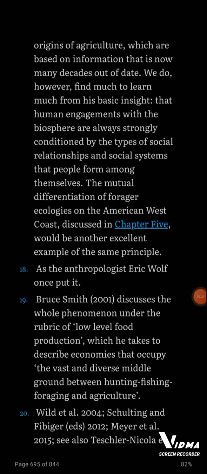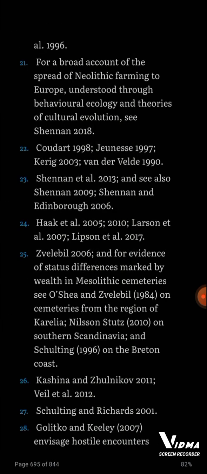Wild et al. 2004, Sølting and Vibiger et al. 2012, Meyer et al. 2015, Tesler, Nicola et al. 1996. For a broad account of the spread of Neolithic farming to Europe, understood through behavioral ecology and theories of cultural evolution, see Senan 2018.